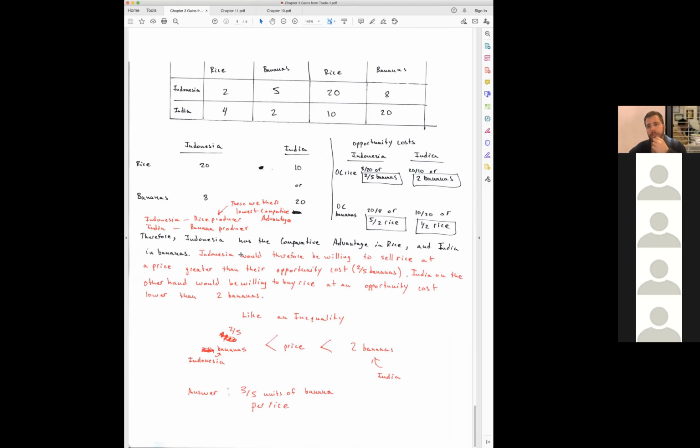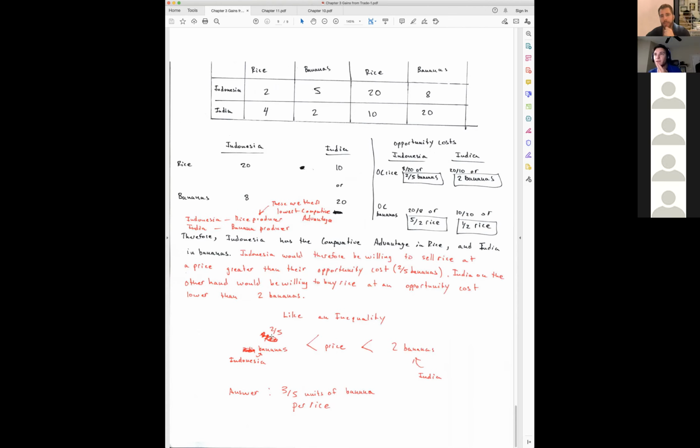So in this case, the way that we're going to look at this is we set up an inequality where Indonesia wouldn't want to trade at less than 2/5 of a banana opportunity cost, and India wouldn't want to trade at a level that's higher than an opportunity cost of 2 bananas. So we're going to look at this middle value. And the only answer that corresponded with that was 3/5.